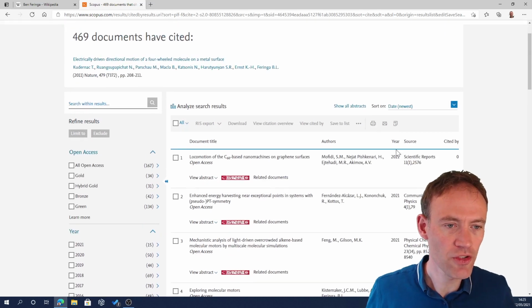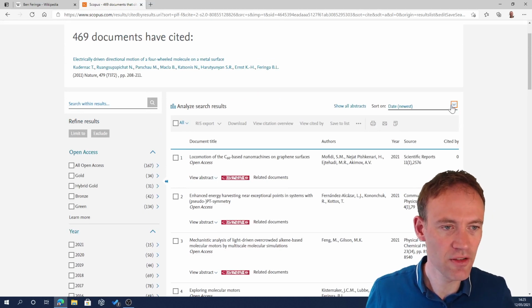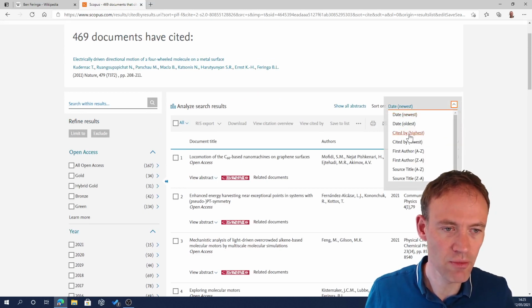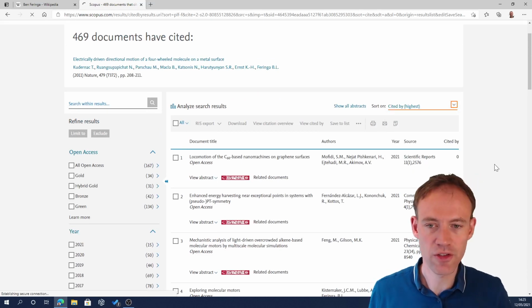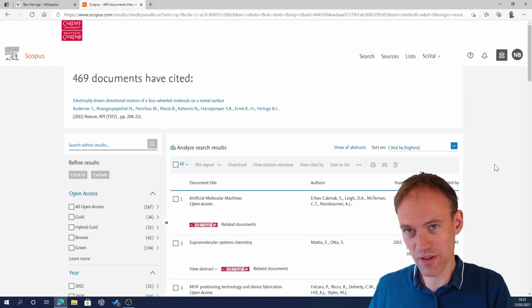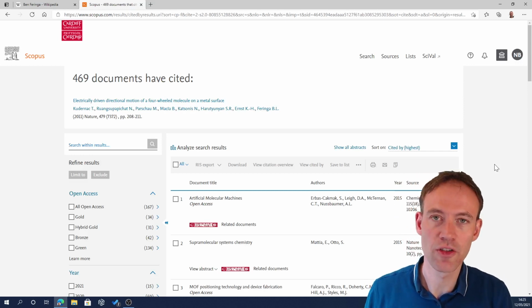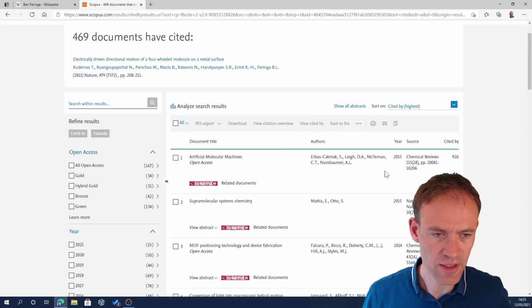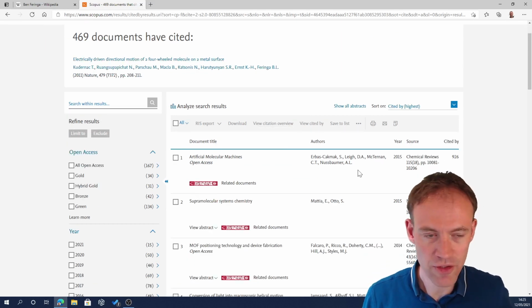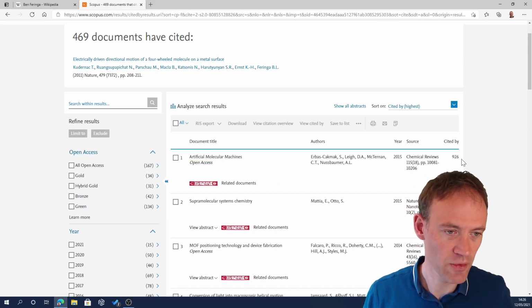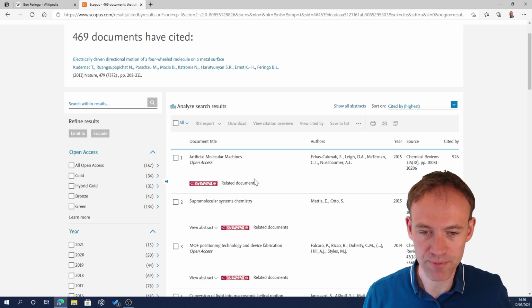But we can also sort this list itself by the number of citations. So if I now go to cited by highest, I now sort this list by the papers that cited the paper on the nanocar that got the most citations themselves. And now you see that in 2015 there was an article in Chemical Reviews that looked at artificial molecular machines that itself has been cited actually more than the original paper.